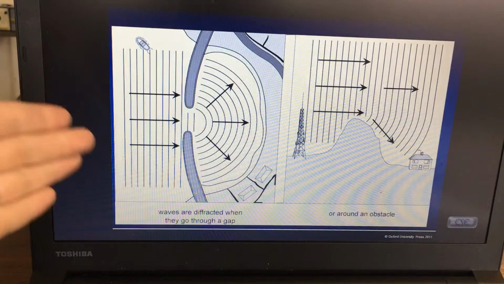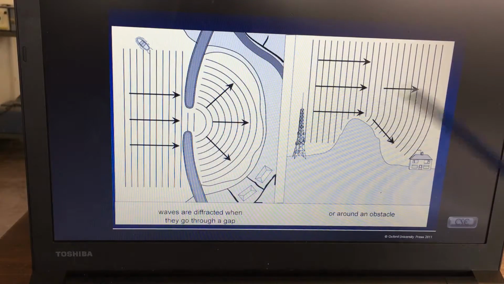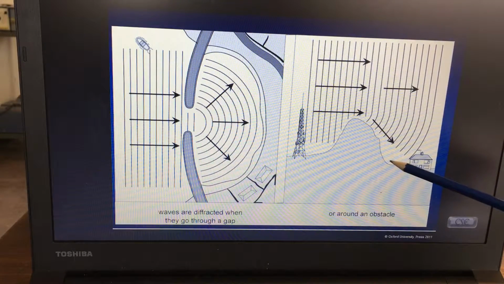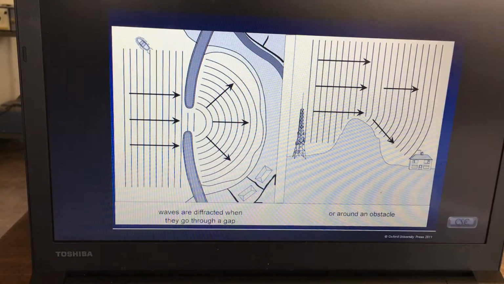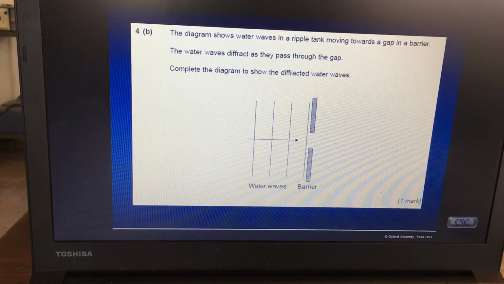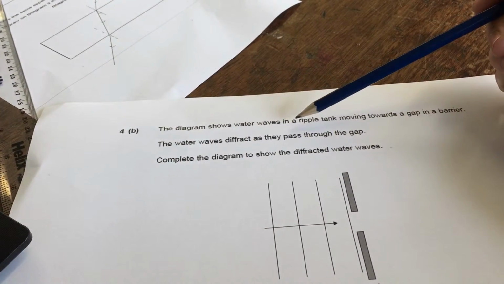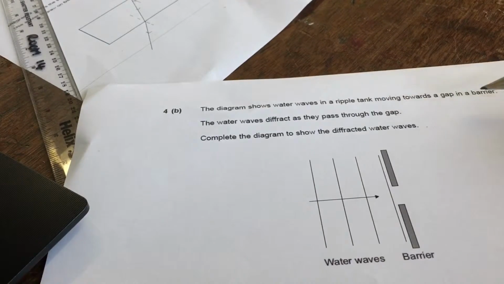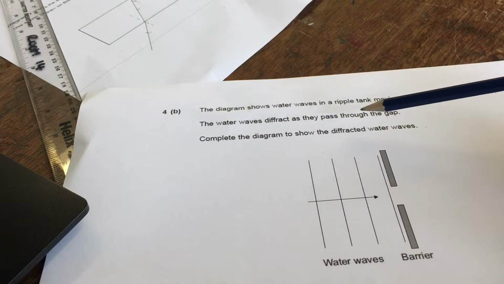Here's some everyday examples. So a little cove with some water or around a hill. If you were, say, here, you wouldn't get a signal from this tower, okay? So here's an exam question for diffraction. The diagram shows waves, water waves in a ripple tank move towards the gap of the barrier. The water waves diffract as they pass through the gap.